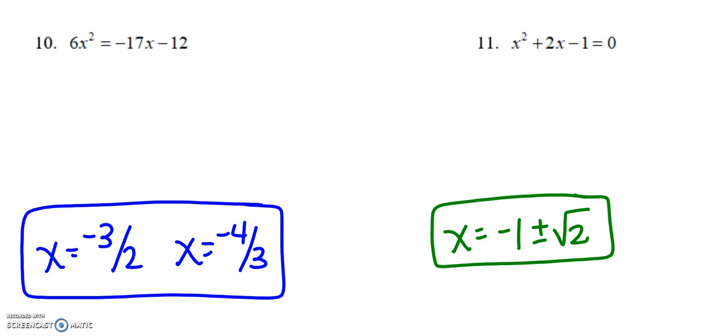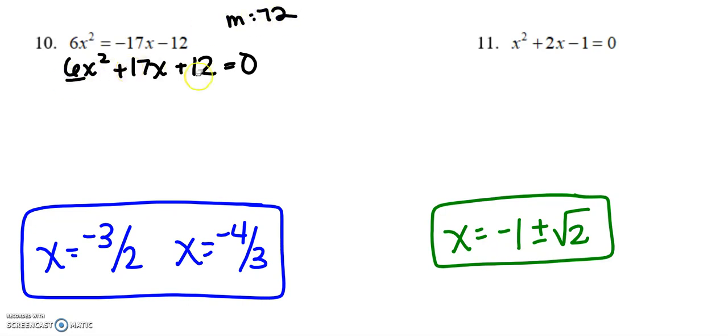All right, number 10, I also chose factoring, although this one I first had to get things set up a little bit differently. So I want things to be equal to 0 because that's what it means to solve a quadratic. You're looking for where this will hopefully factor or get me to 0. So looking at this, I'm looking for things that multiply to 72 because of this 6 times 12 and add to 17 because of this 17 right here.